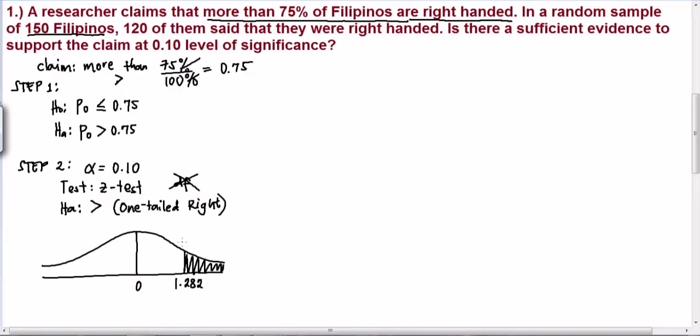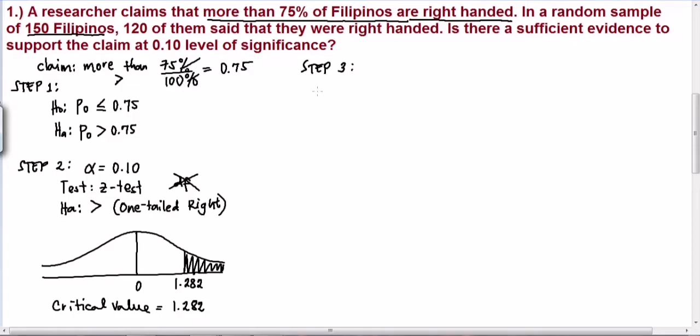So, 1.282. Ibig sabihin, itong edge na to, starting from 1.282 upward, pakanan, papunta na ng positive infinity, those are called rejected value. So, lahat ng papasok na value dyan, marireject yung HO. Okay? So, isa lang yung ating critical value dito, which is positive 1.282. Okay? Then, next is step 3. So, step 3 natin is the computation.